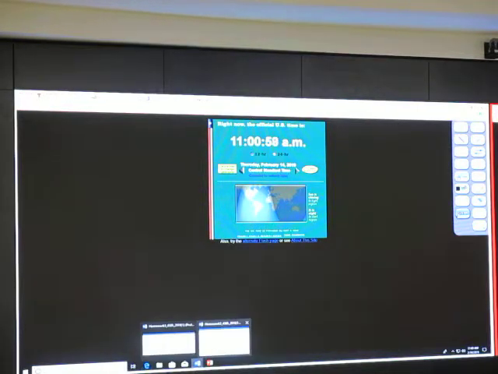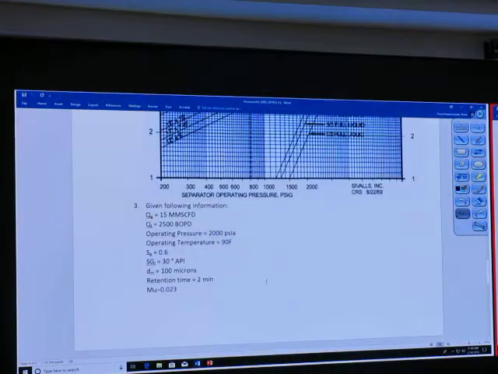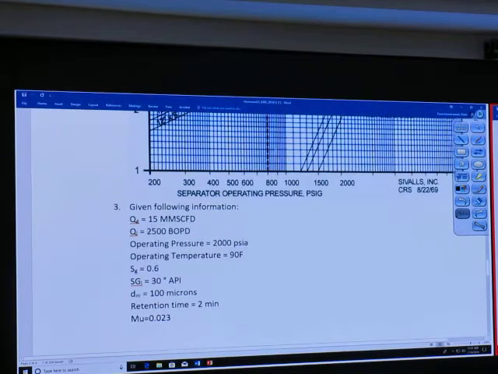Let's take a look at the problem statement. Question number 3. Okay, we have Q_G of 15 MMscfd, Q_L of 2500 barrels per day. Is it right, Sean? Okay. So we have the operating pressure, operating temperature, specific gravity, SG_L, specific gravity of liquid phase.